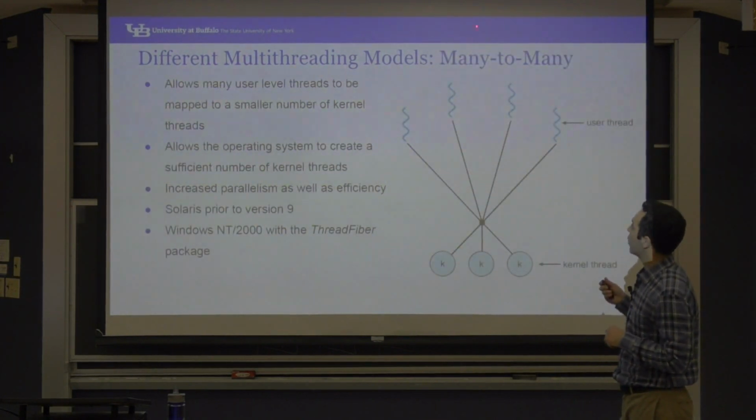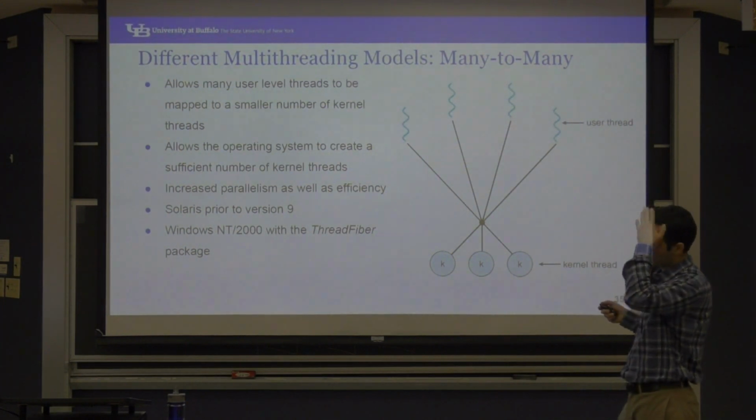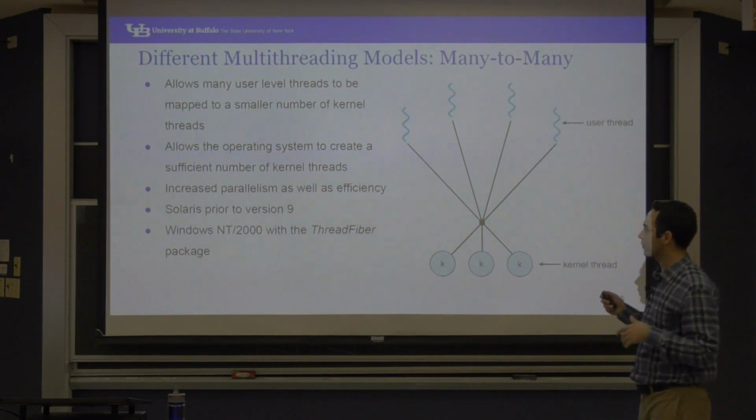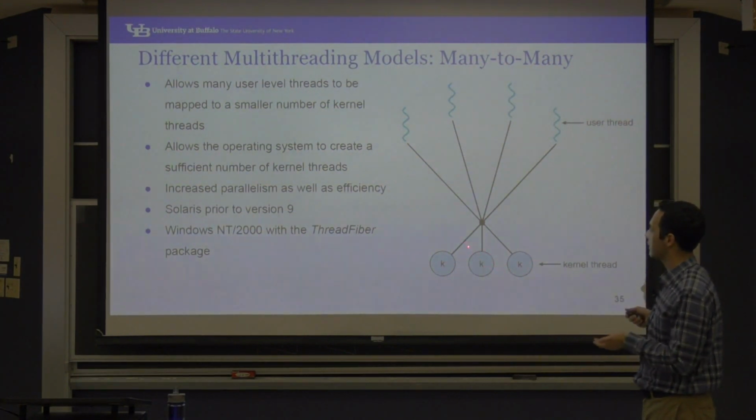So there's also many-to-many, which is basically somewhat like there are different user threads and different kernel threads, and each of them can be assigned to each of those. This basically allows the operating system to have a sufficient number of kernel threads and satisfy the parallelism as well as efficiency.